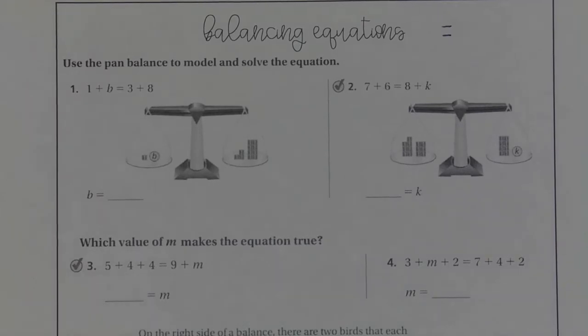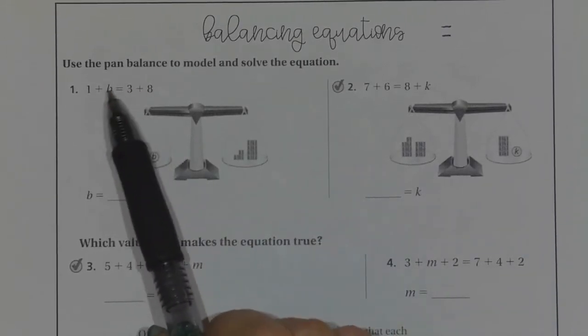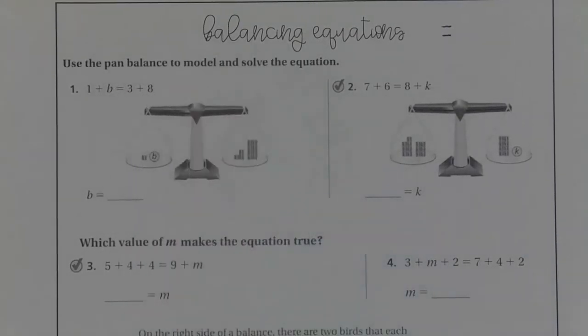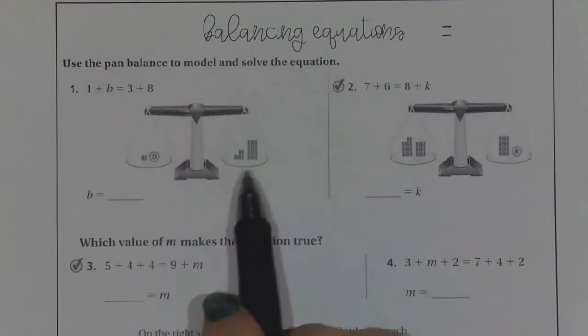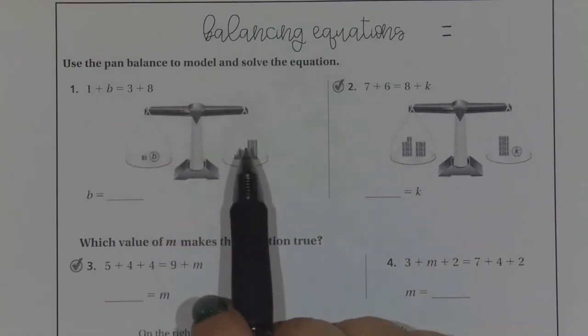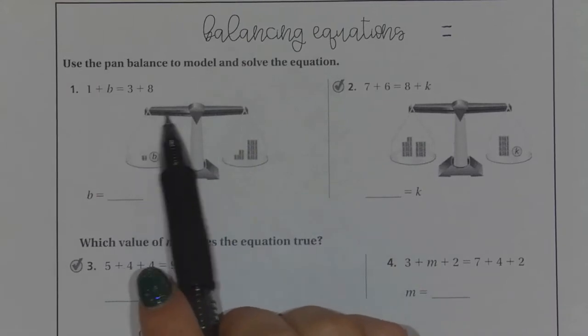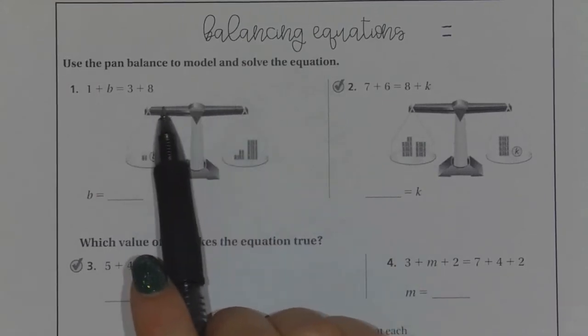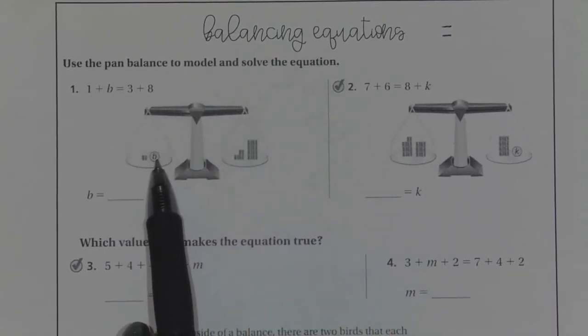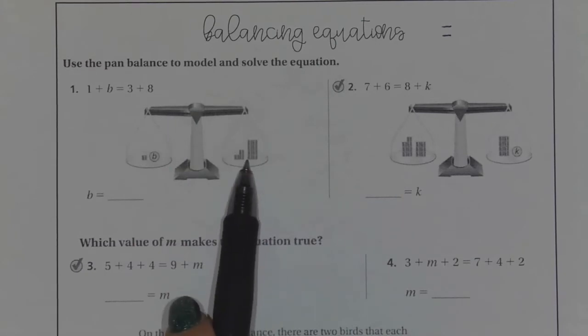We can use actual equations to do this. We're going to do a combination of both today, but I'm going to focus more on the equation part of it because I know you guys don't always want to draw pictures when we do this. So it says to use the pan balance to model and solve the equation. This little guy right here is called a pan balance. It makes a nice straight perpendicular line if what is on the left side is an equal weight to what is on the right side.